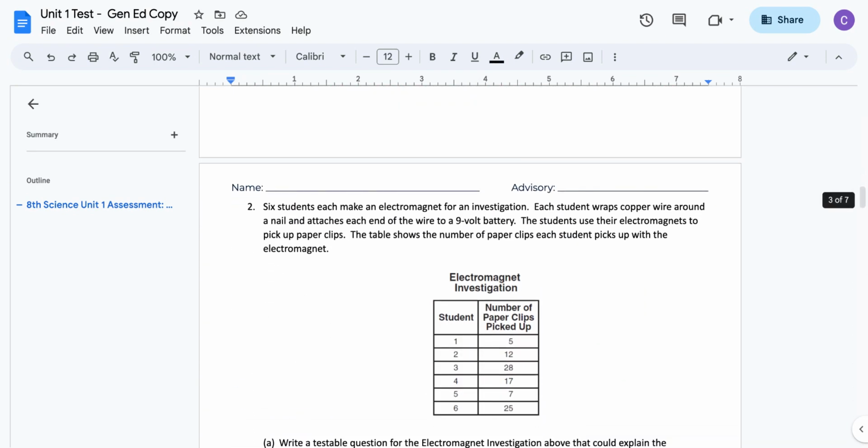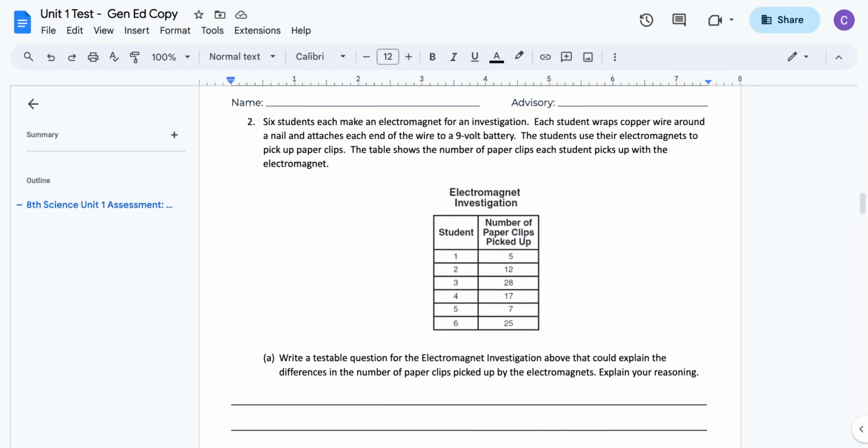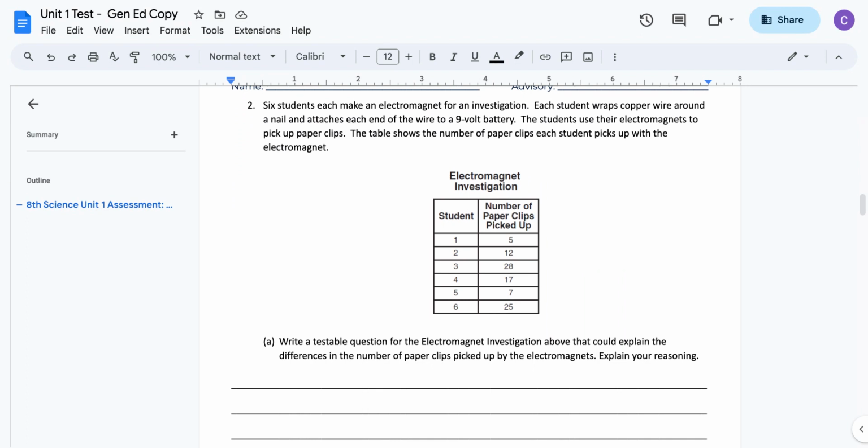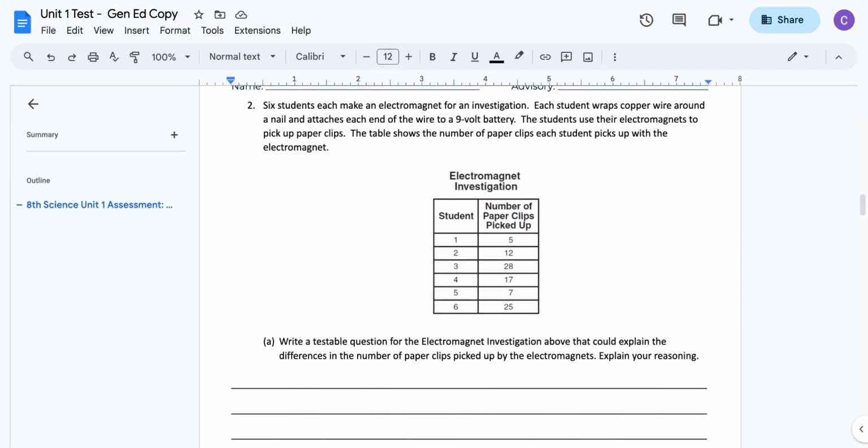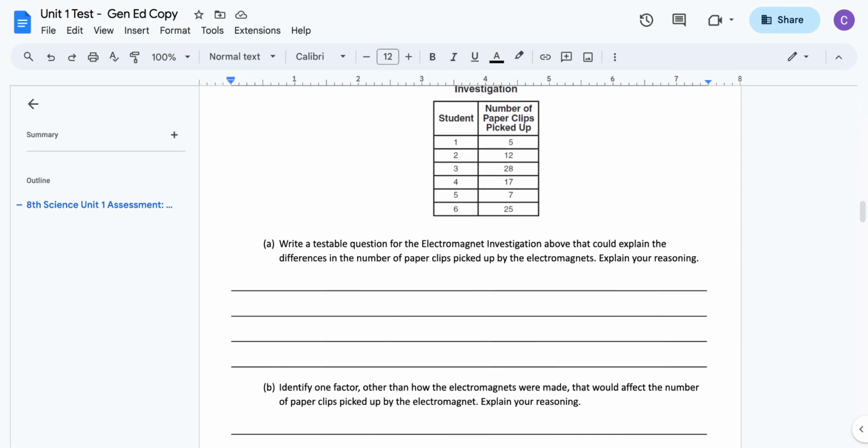2. Six students each make an electromagnet for an investigation. Each student wraps copper wire around a nail and attaches each end of the wire to a 9-volt battery. The students use their electromagnets to pick up paper clips. The table shows the number of paper clips each student picks up with the electromagnet.